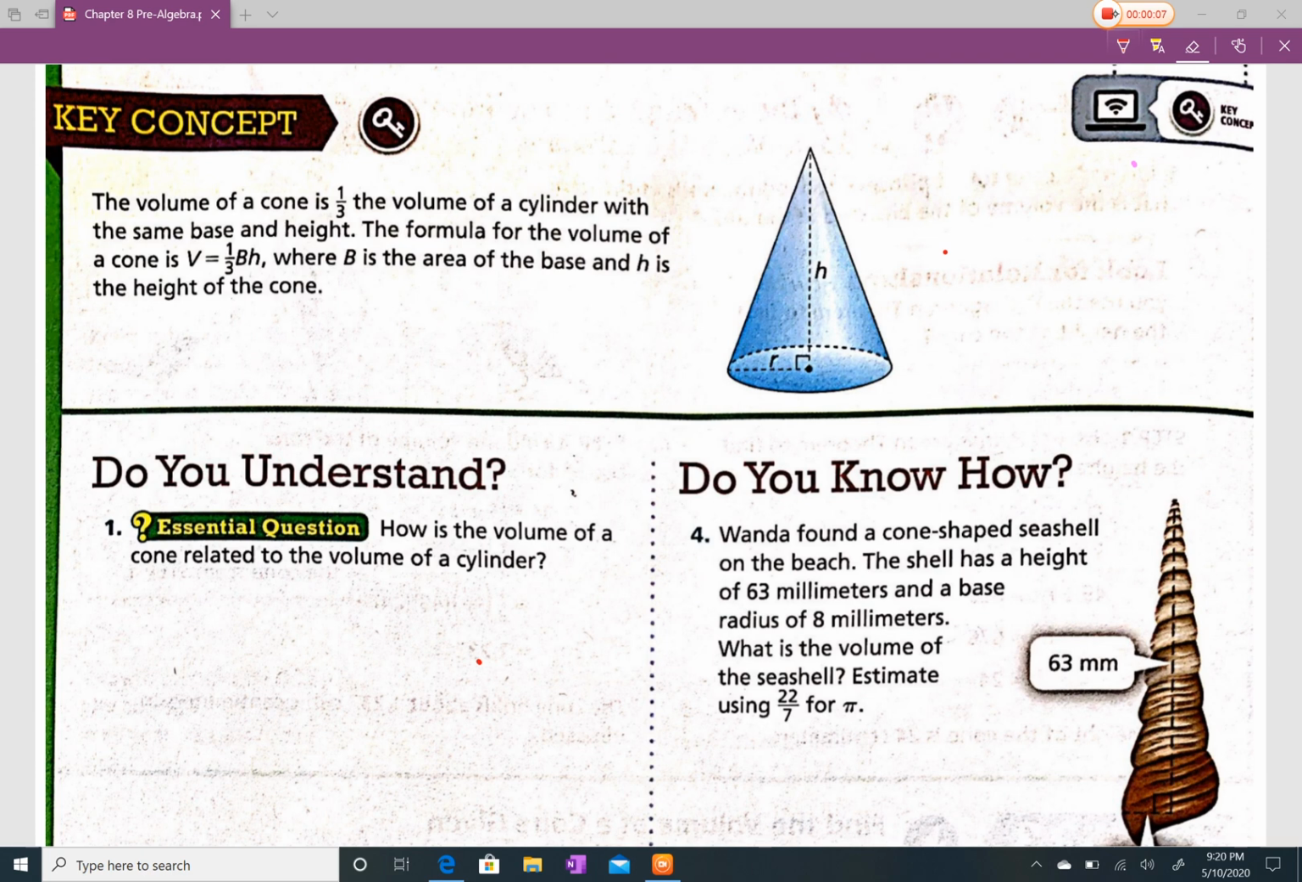So, we are going to do the key concept. How is the volume of a cone related to the volume of a cylinder? Of course, the essential question answer is here.